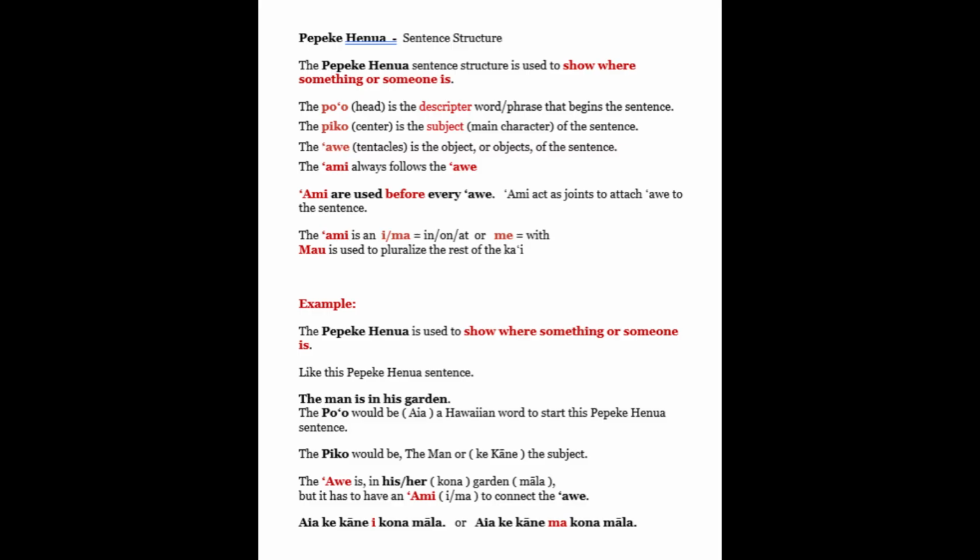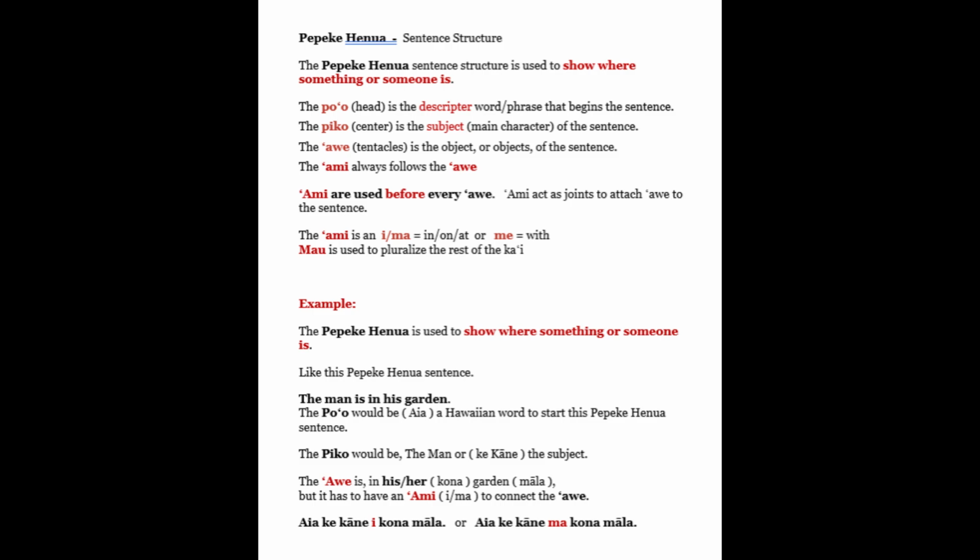So in Pepeke Henua, the ami used before, if you remember, always use the ami before the ave. The ami connects a sentence. Examples of the ami are I and ma. We covered it a little bit earlier. That represents the words in, on, or at. Me represents the word with. Na is to pluralize. Okay, so here's an example of the Pepeke Henua sentence structure.